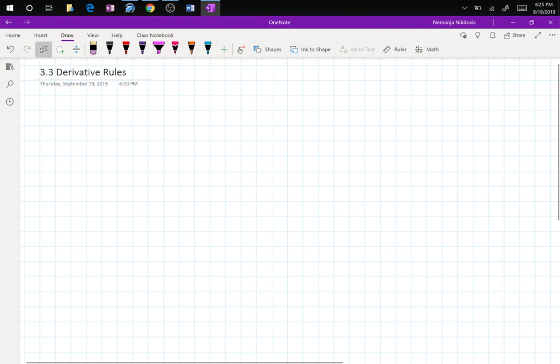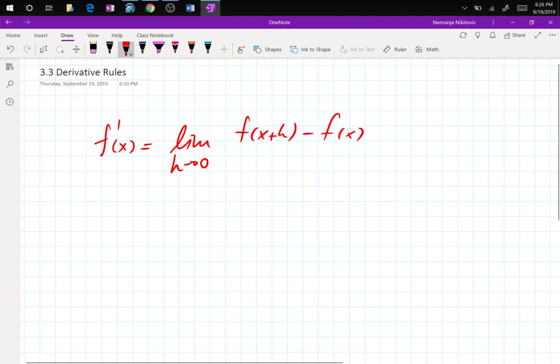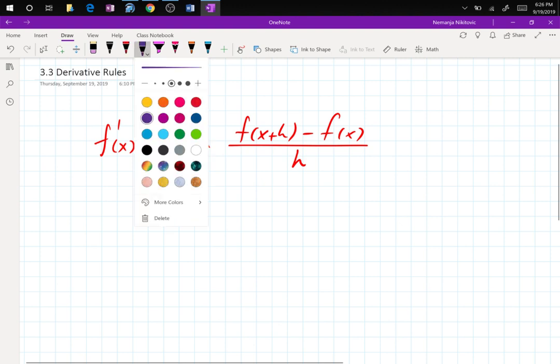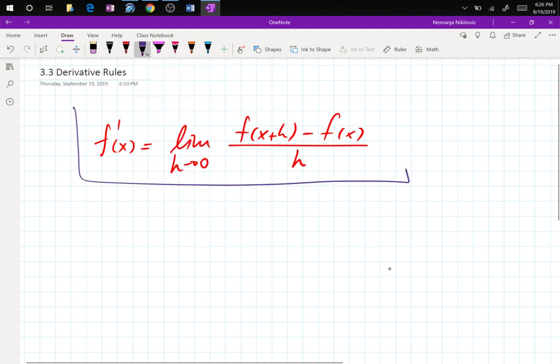So we learned that the definition of the derivative using the limit definition is the limit as h goes to 0 of f of x plus h minus f of x, divided by h. And you compute, and then eventually you have the function at the end. It's a lengthy procedure. It's a 2.3 procedure.